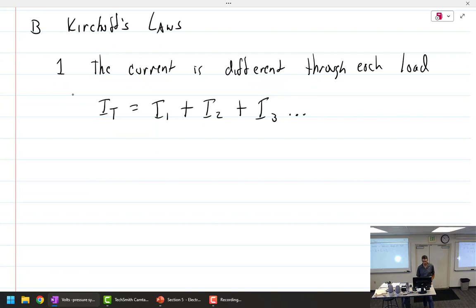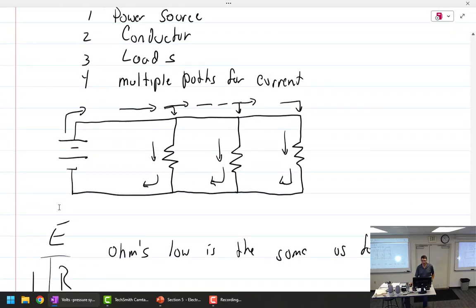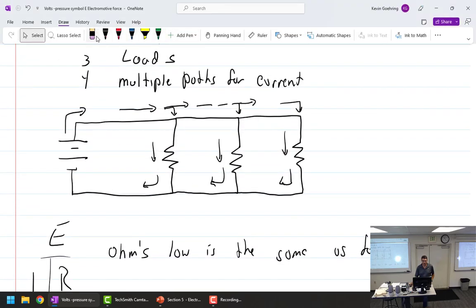2, the voltage is the same through each branch, which is to say the voltage total is equal to the voltage of 1, which is also equal to the voltage of 2, which is equal to the voltage of 3, and so on. That sounds like what in series? So we're just taking the current and voltage and swapping the rules. And the reason why that is, clean this up a little bit.